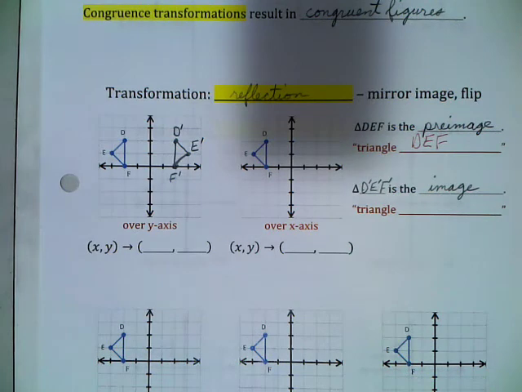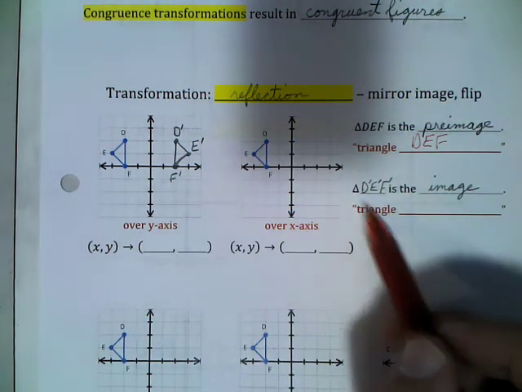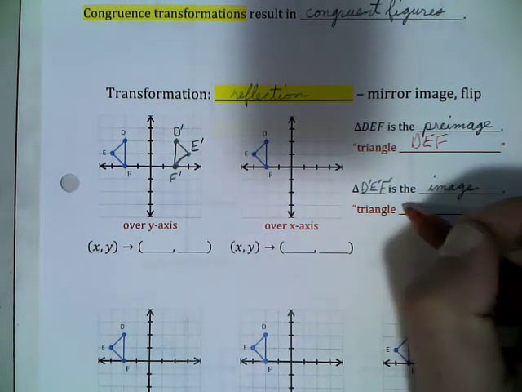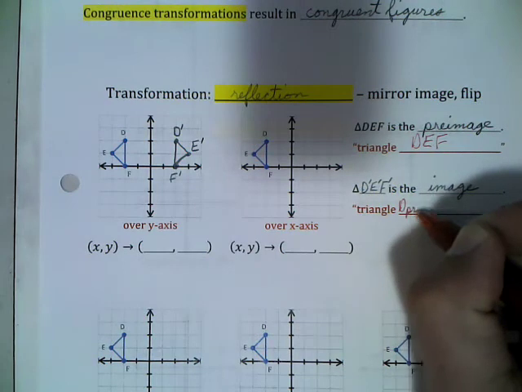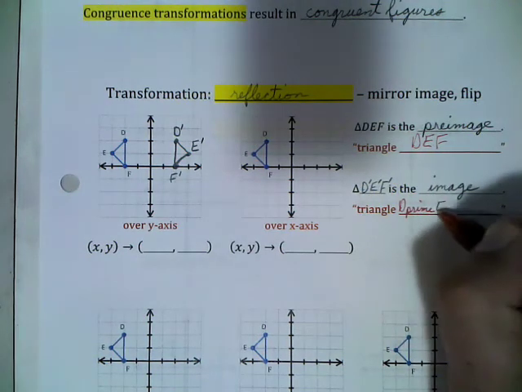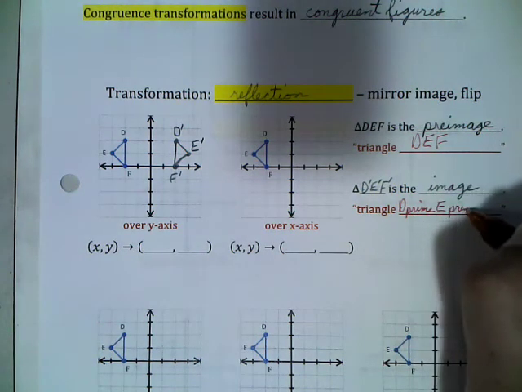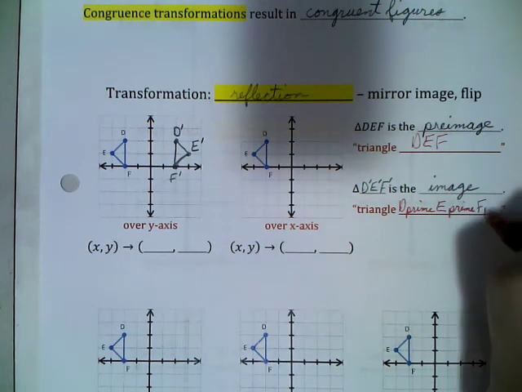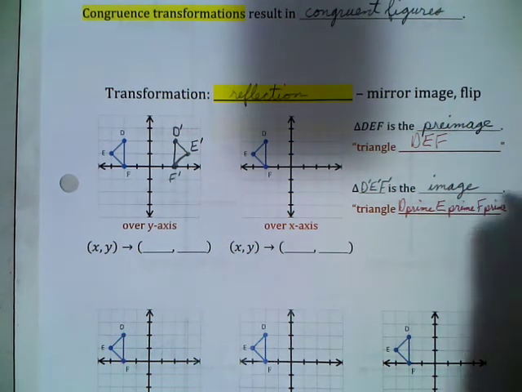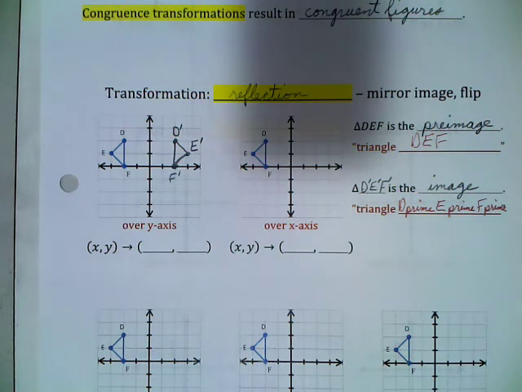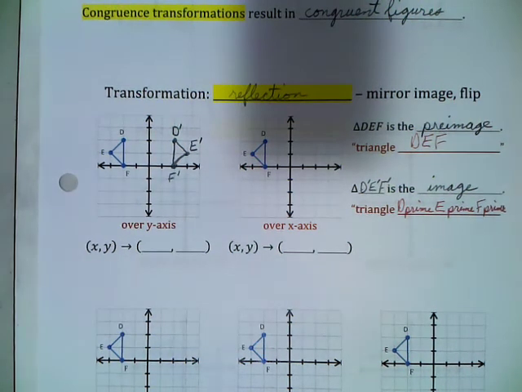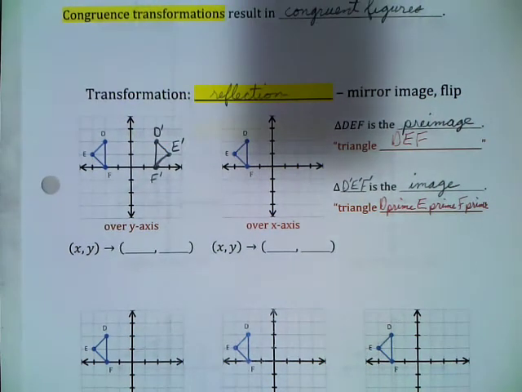And so we would say this as triangle, because there's the triangle symbol. But then we'd say D prime, E prime, F prime. So each letter that has a prime on it, we would say the prime for each one of those.